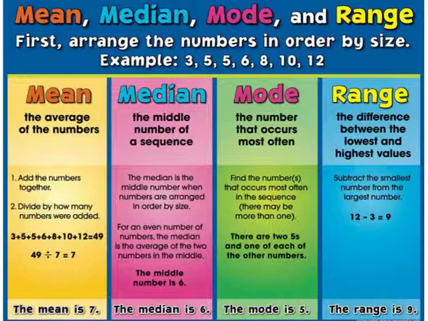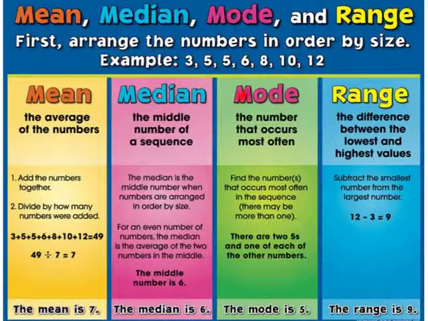Mean means average. So if, for example, you had these numbers, well, first of all, it's very important that you line them up from least to greatest. To find the mean, you would add those numbers together and then count how many numbers there are. 1, 2, 3, 4, 5, 6, 7. You would divide that total by 7. So their total is 49, divided by 7 is 7. So your mean here would be 7.